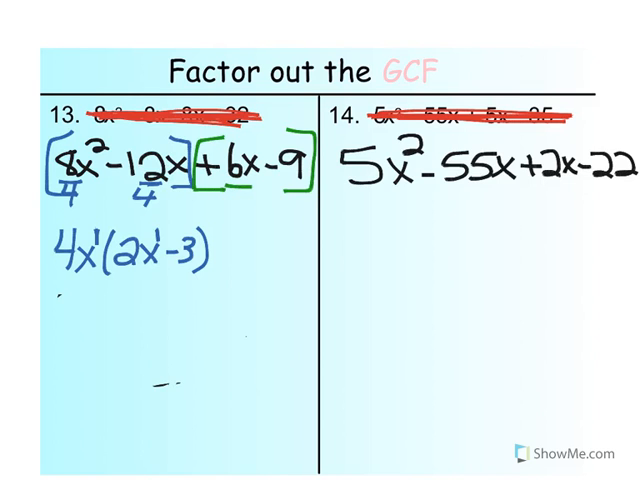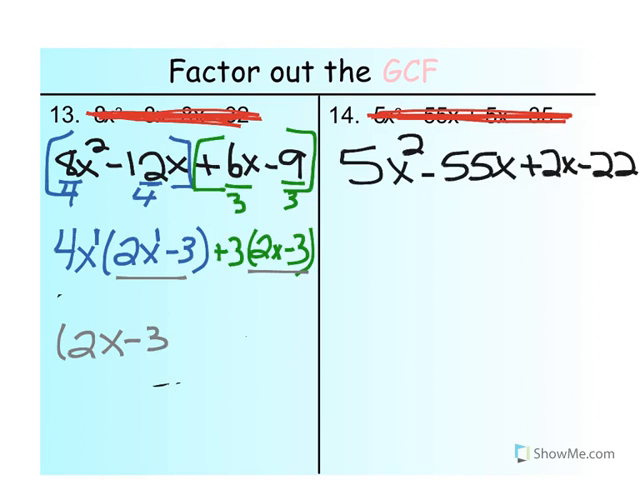The greatest number that goes into 6 and 9 is 3, so I'm going to pull out a 3. What does that leave me with? If I divide them both by 3, I will get 2x minus 3. Do you see how this looks like the last two examples we just finished? They both share a common factor of 2x minus 3. So because they share that factor, we pull it out, and it leaves us with 4x plus 3.